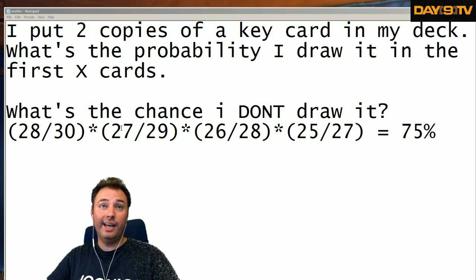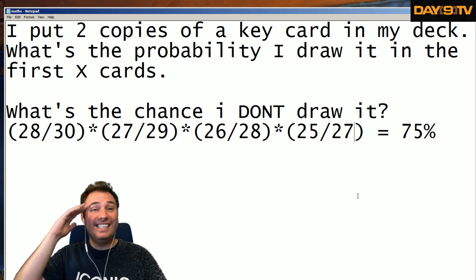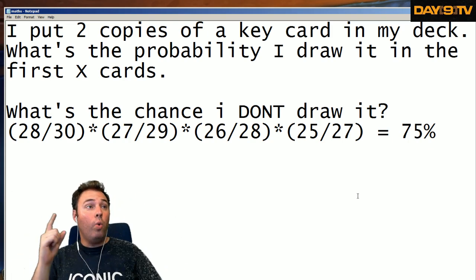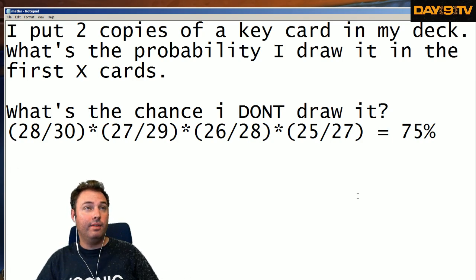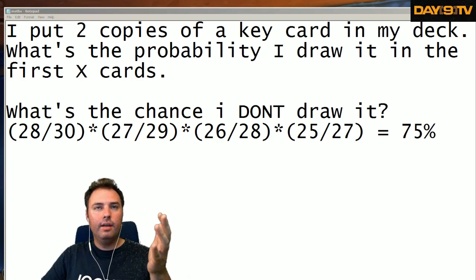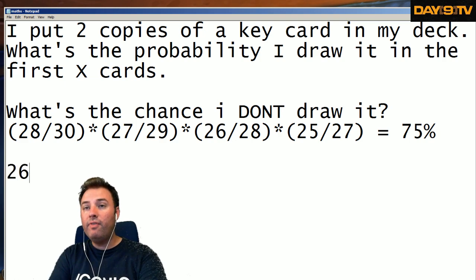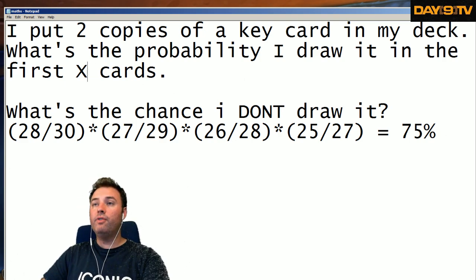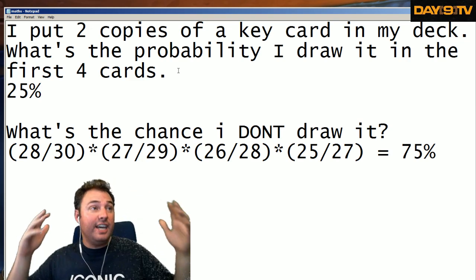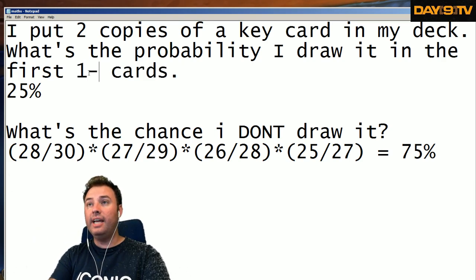25% of the time, you can get a Gadgetzan in your first hand. Isn't that insane? 25% of the time. This is where I go, am I messing something up? So if it's in the first 4 cards, it's 25%. Wow, I can get it a quarter of the time. What if I up it to the first 10 cards?